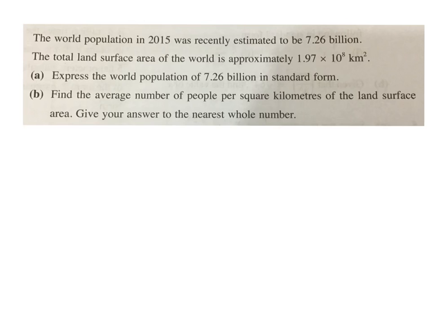The world population in 2015 was recently estimated to be 7.26 billion. What is billion? Billion is times 10 to the power of 9. So then we have the total land surface area of the world, approximately 1.97 times 10 to the power 8 kilometers square. Express the world population 7.26 billion in standard form. So in this case, we already have our answer. 7.26, the billion will be changed to times 10 to the power of 9. So this will be the answer.